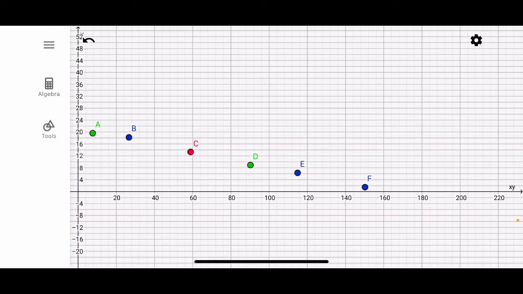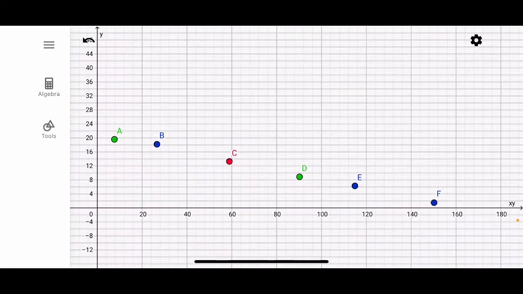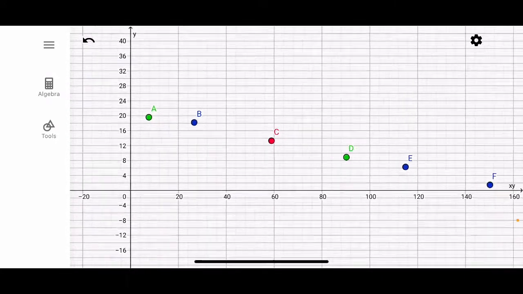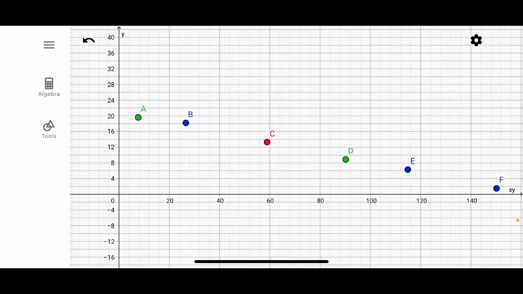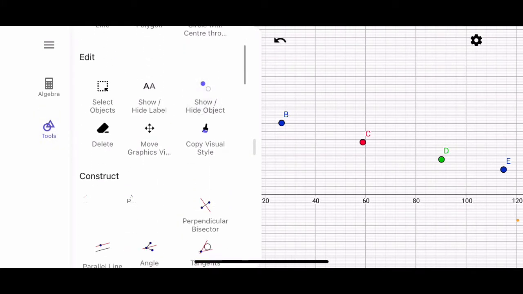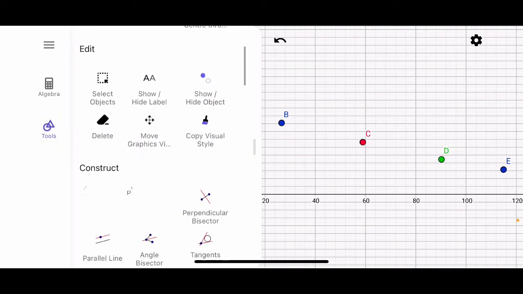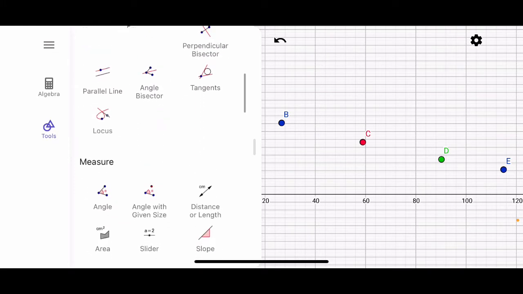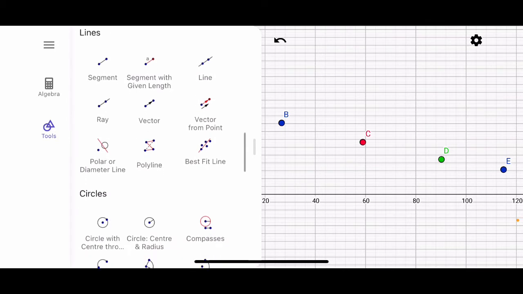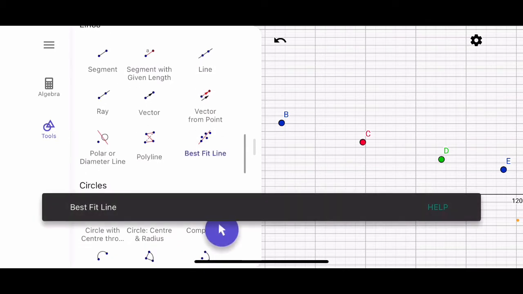Now the problem is how to draw the line of best fit. I'm going to explain to you what is meant by line of best fit. So let's have a look at the points. We try to figure out which line is the line of best fit. So let me use the line tool here.